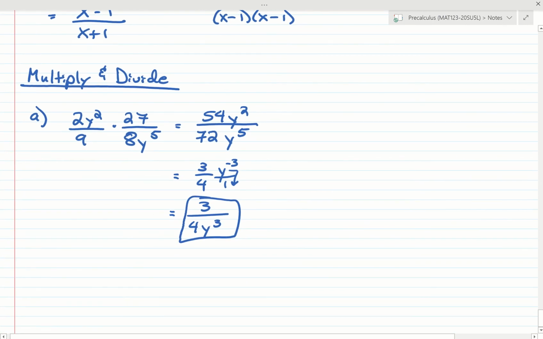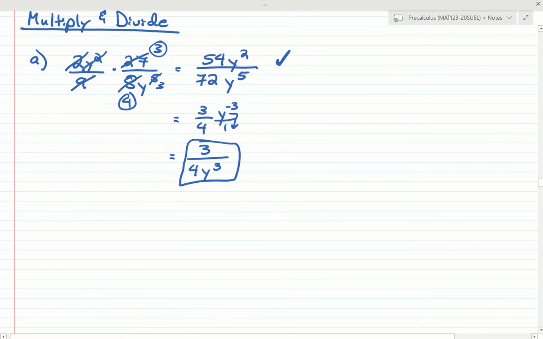Some people might reduce this by saying 9 goes into 27 3 times, 2 goes into 8 4 times, so you can see we have the 3/4, and then y to the 2nd goes into y to the 5th 3 times. So you wind up with 3 over 4y to the 3rd. If you weren't really taught that, this way I think is the way to go.